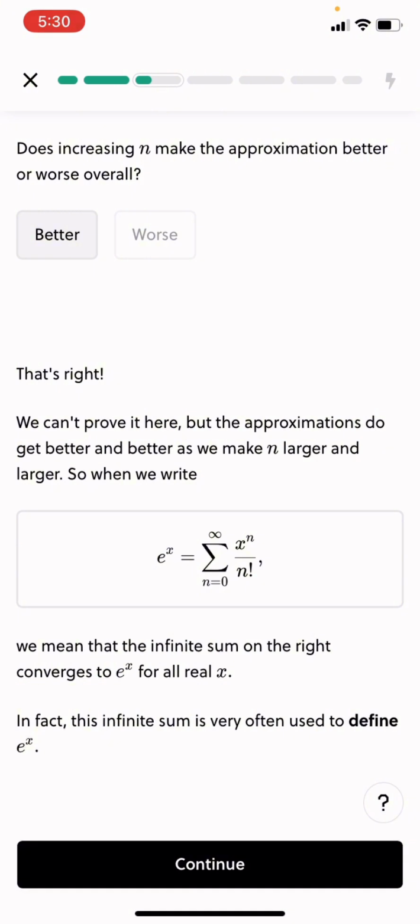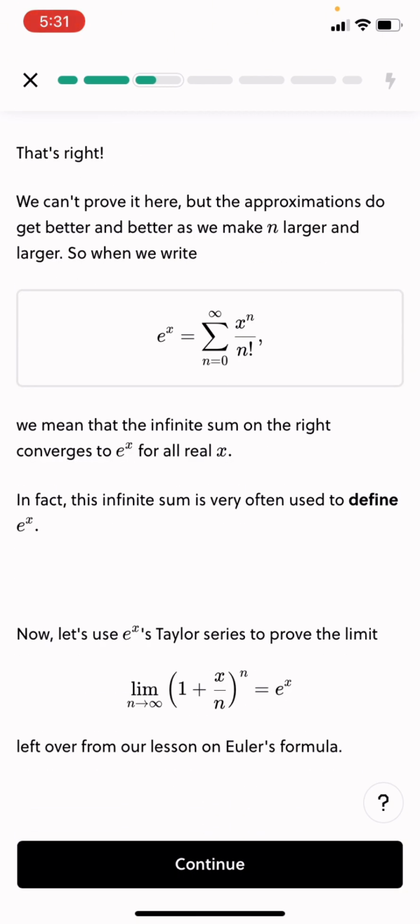So when we write e to the x equals the infinite sum from n equals 0 of x to the n over n factorial, we mean that the infinite sum on the right converges to e to the x for all real x. Keyword: real. In fact, this infinite sum is very often used to define e to the x power.